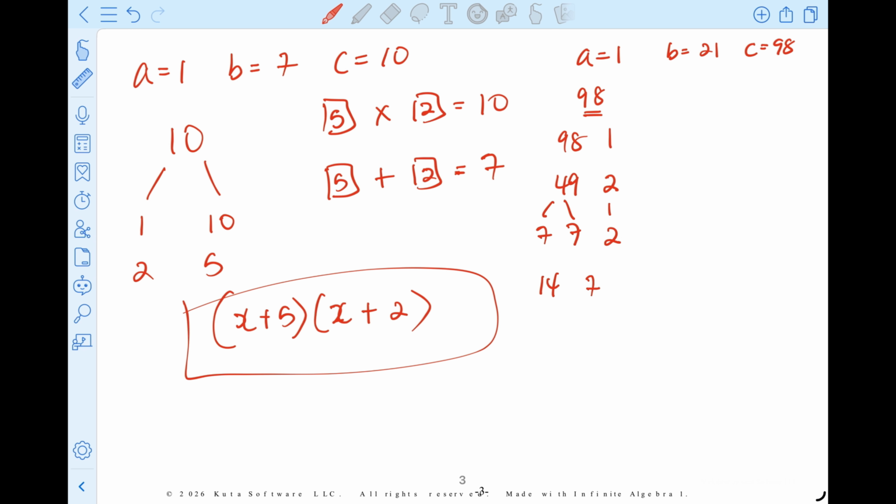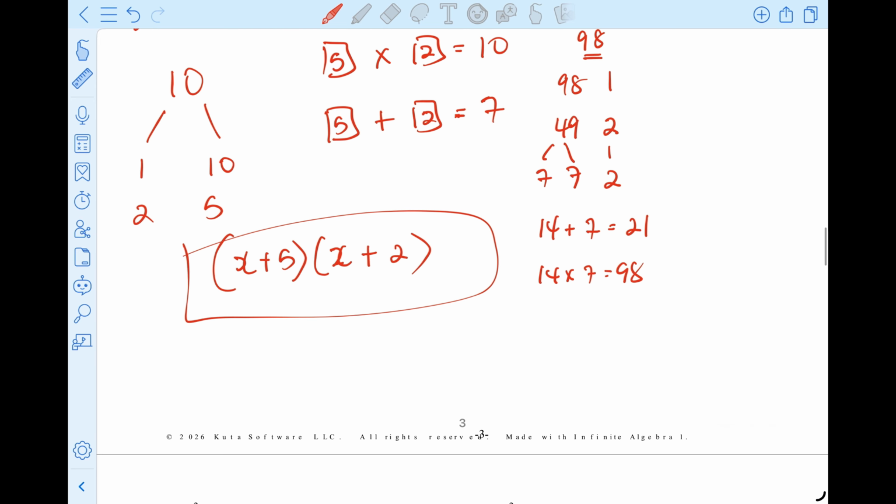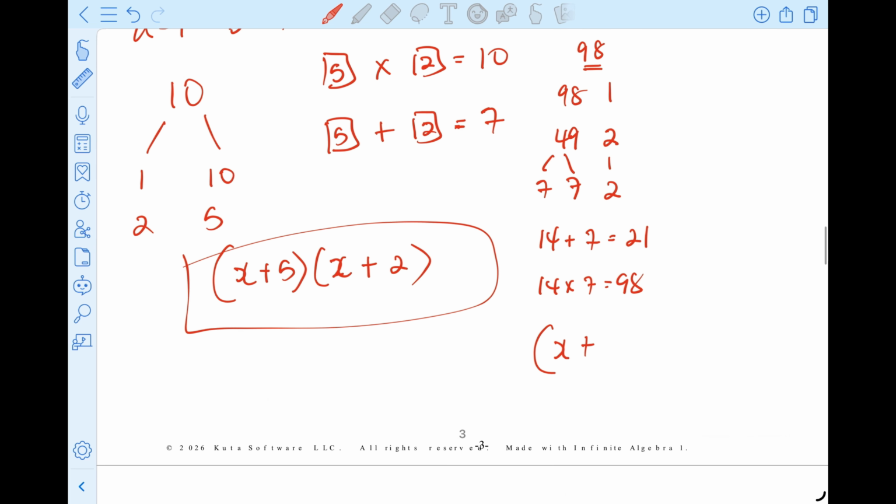And does 14 and 7 add to give me 21? The answer is yes. And 14 times 7 gives me 98. So my answer would be x plus, was it x? Yes, it was x. There we go. x plus 14, x plus 7.